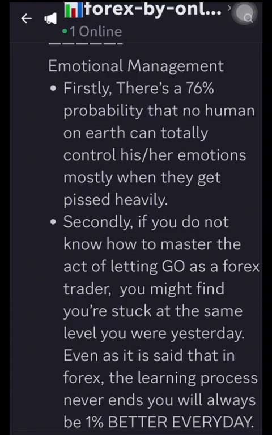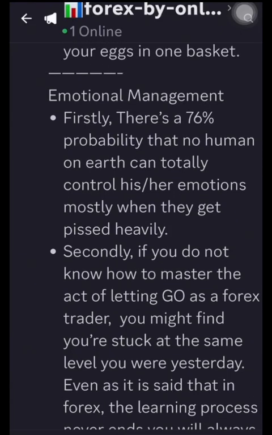So under emotional management, first of all, I've said that it's hard to control your emotion, most especially when you are making losses. Imagine you made losses all through today, you make losses all through the next day. Then if you make profit, you're making about $500 of profit. Then you are losing $5,000. You are losing $10,000 every day.